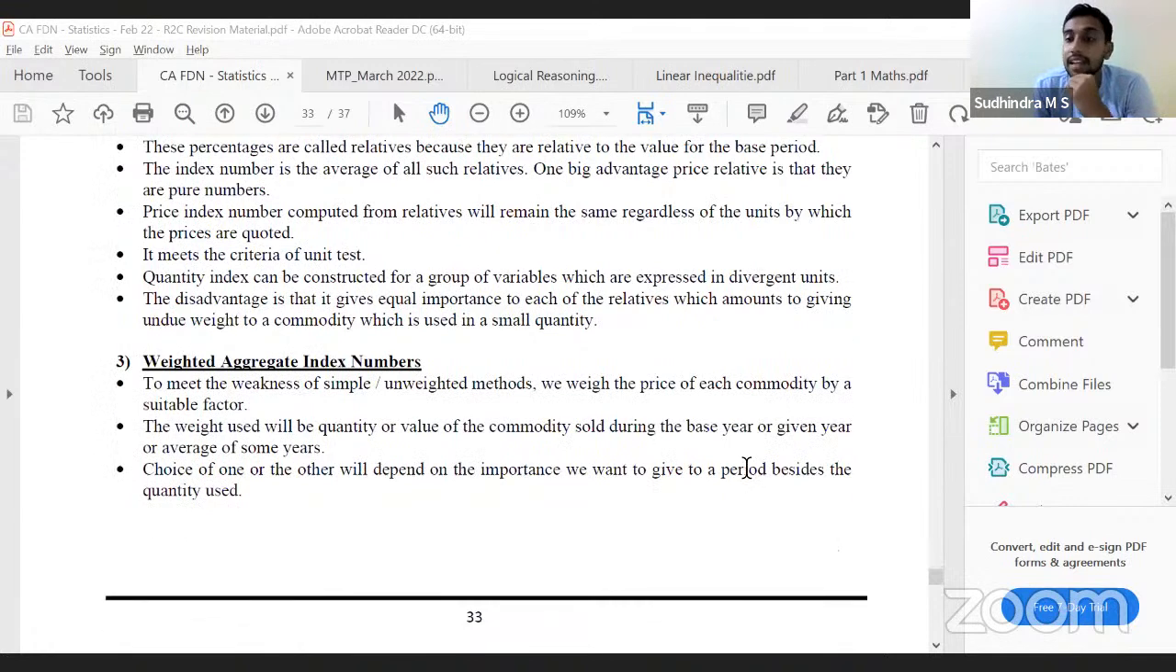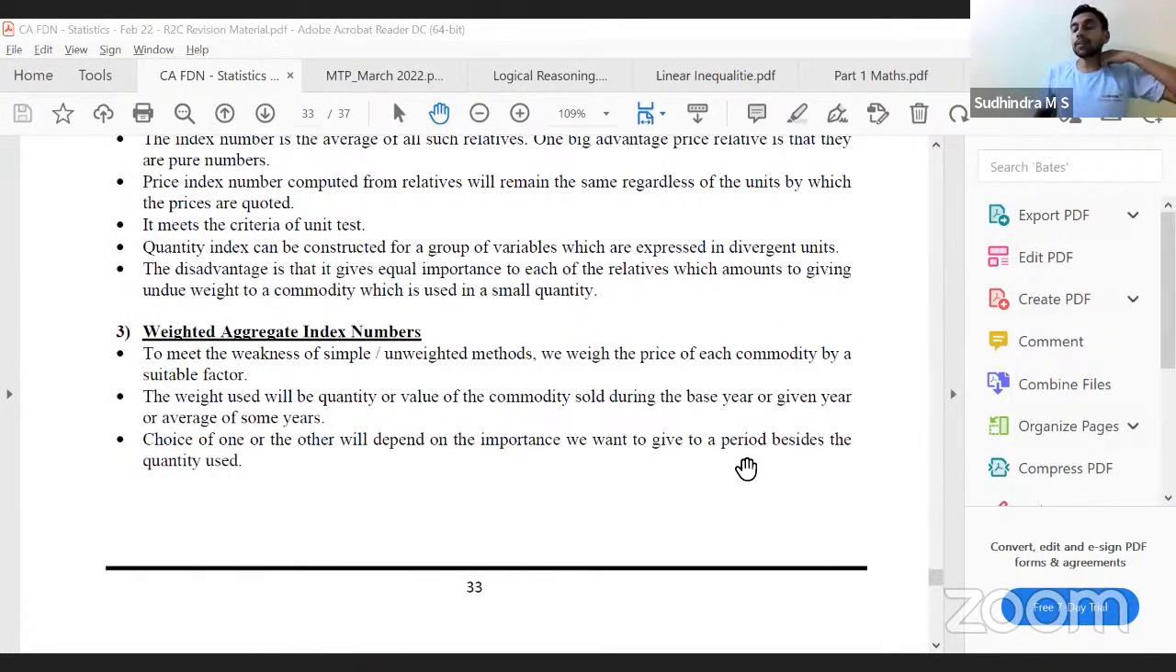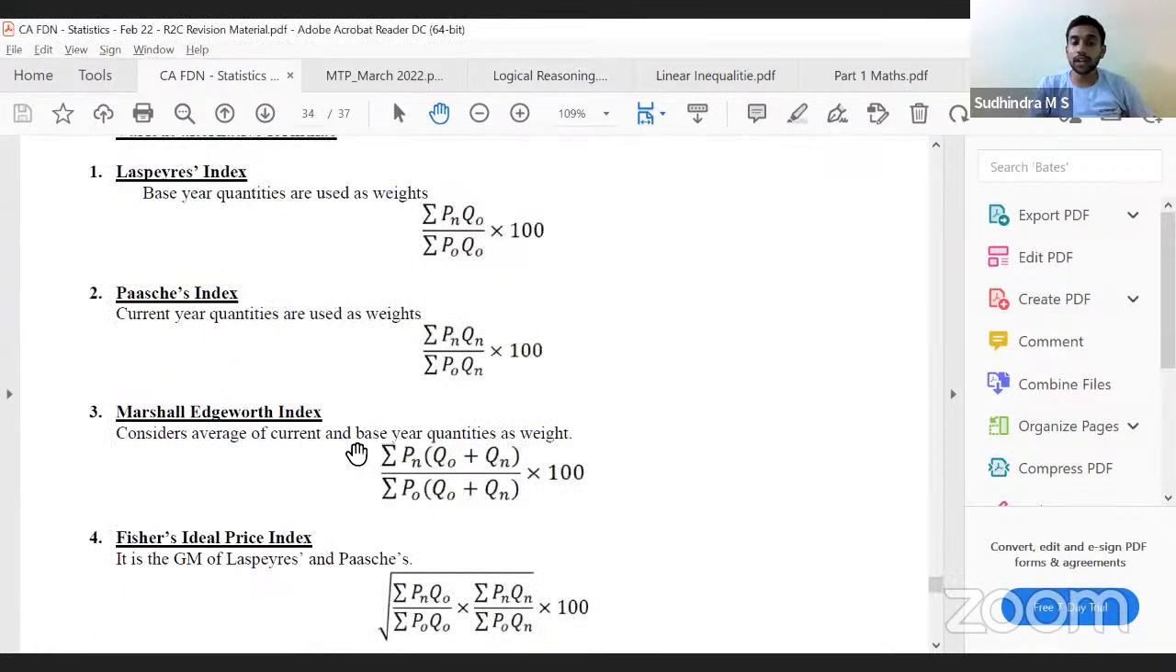Yes? Okay. Then to overcome the weakness of giving equal importance under the first two methods, we have weighted indices. Under that, the first one is weighted aggregate index numbers. So in weighted aggregate index numbers, what do we do? We assign weights. In case of a price index, the weights that we normally assign are quantities. However, in certain cases, we even assign values as weights, right? With regard to weighted aggregate index numbers, we have various formulas to calculate them.